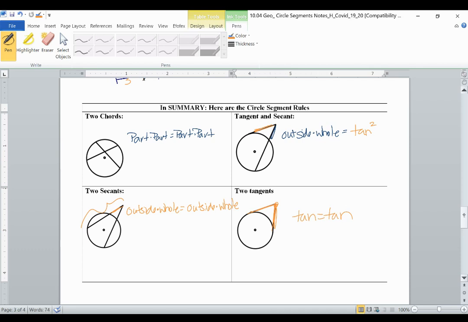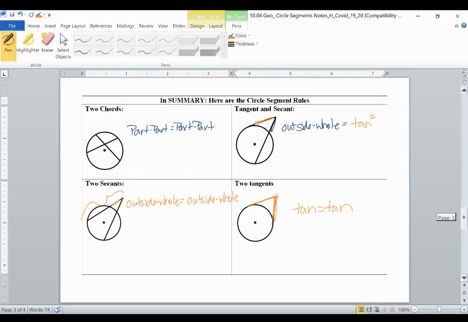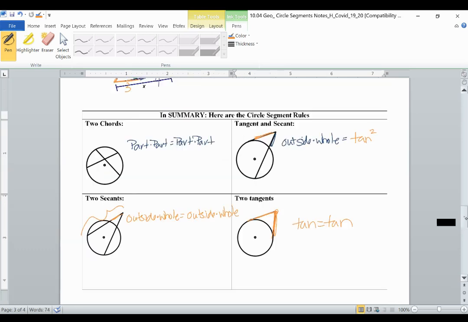And that is it for the 10.04 notes and wrapping up the circle unit as well.